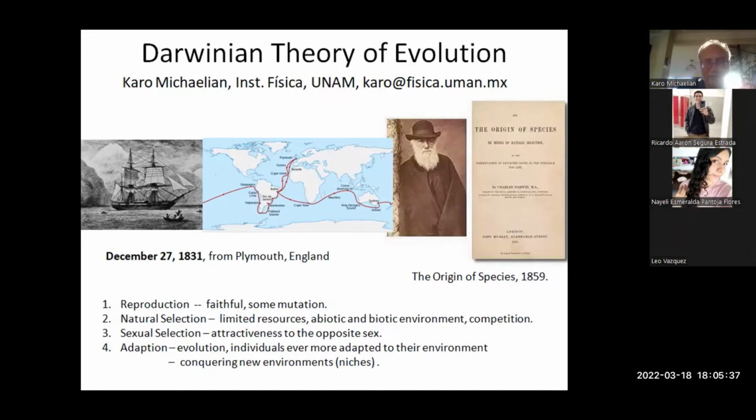And there's also something else which he mentioned, which is called sexual selection. That is the attractiveness of the individual to the opposite sex, to be able to reproduce yourself. So we can also talk about a fourth component, which is adaptation. That is, individuals become ever more adapted to their environment. And indeed, they even conquer new environments. So that is basically Darwin's theory.